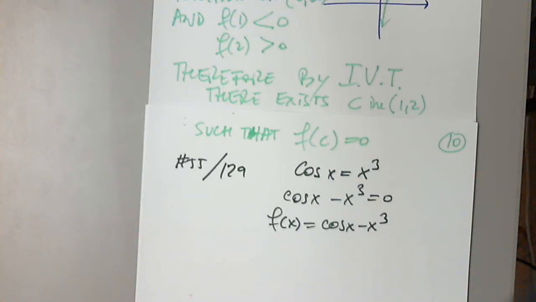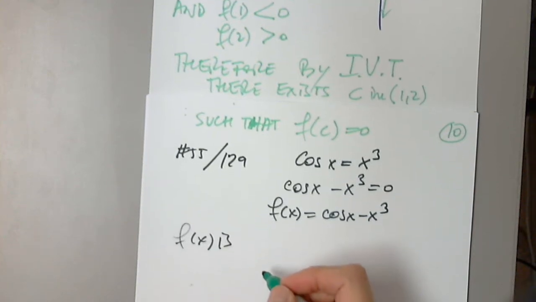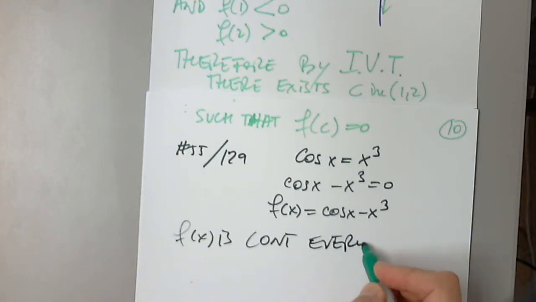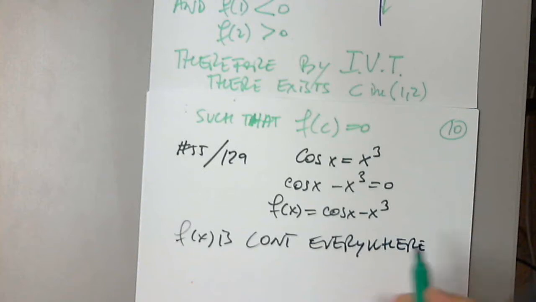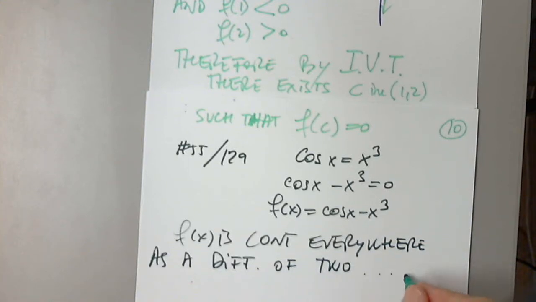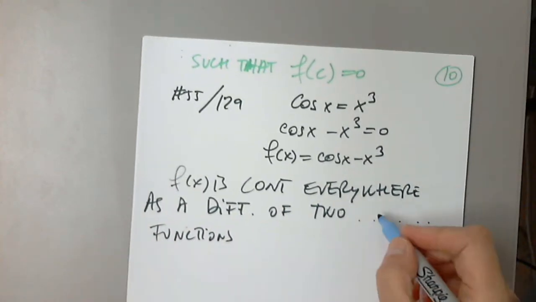Create the function by moving x cubed to the other side. Then we have to say that f of x is continuous everywhere as a difference of two functions. I'm missing a word. Of course, because we know that the difference of two continuous functions is always continuous.